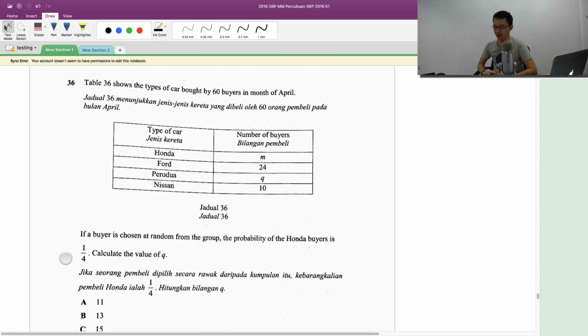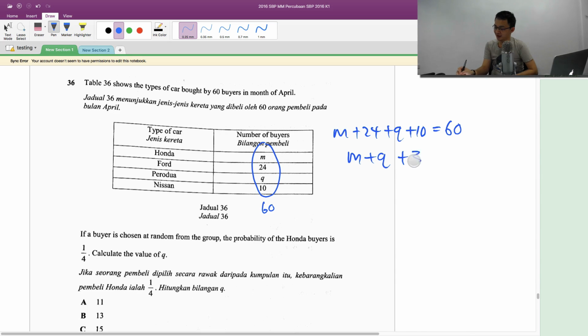Table 36 shows the type of car bought by 60 buyers in the month of April. So I know the sum of all these numbers should equal 60. This is the logic. So I will just do m plus 24 plus q plus 10 equals 60. Then I know m plus q plus 34 equals 60. So m plus q is basically equal to 26. Alright, this is the first information I have from the diagram.